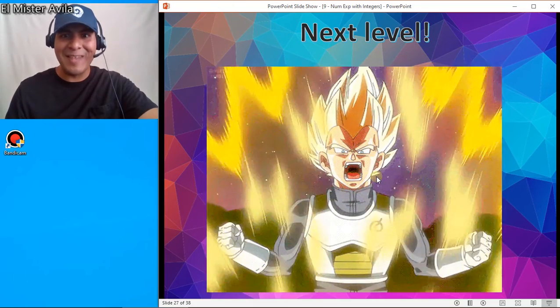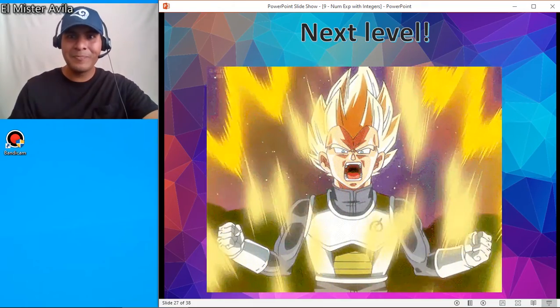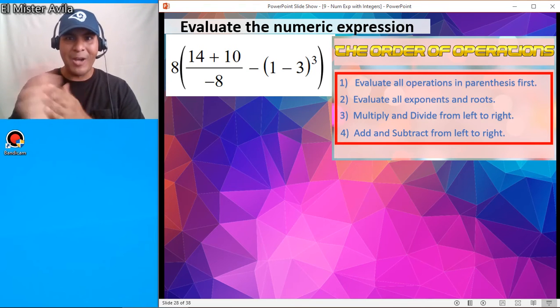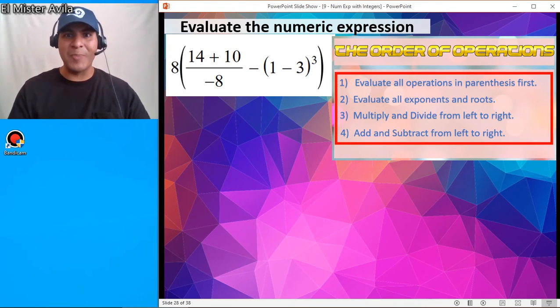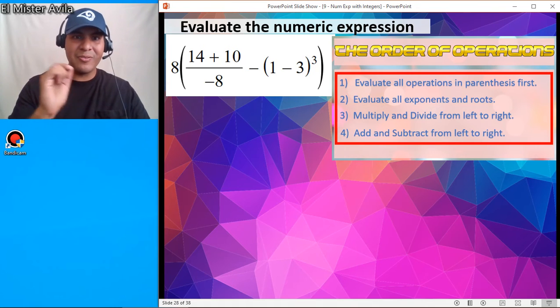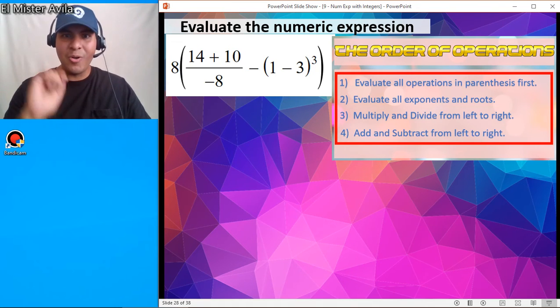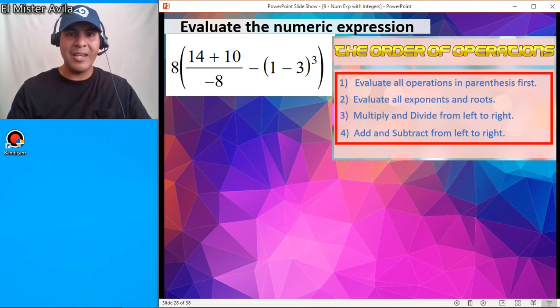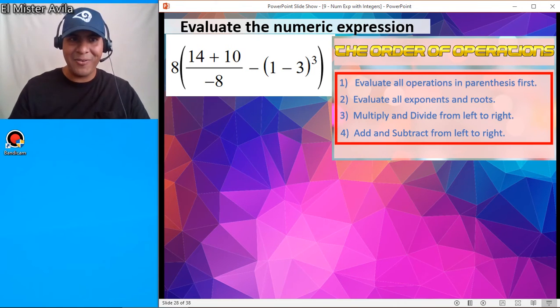We're moving on to the next level. Any Dragon Ball fans? Okay, your turn. I want you to try to evaluate this numeric expression, following every single step, using the order of operations, being careful with those negatives and positives. And here we go. Pause the video. Try it out. It's okay.